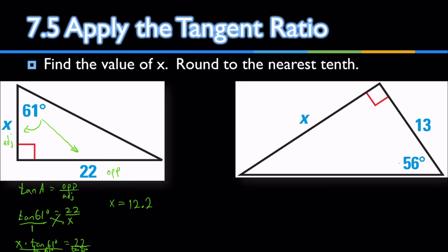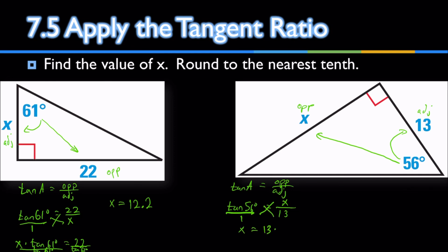Here's my angle. This time, the opposite is x. The adjacent is 13. So if tangent of the angle is the opposite over the adjacent, my angle this time is 56 degrees. The opposite is x, and the adjacent is 13. Put the tangent over 1 and cross multiply. So I get x equals 13 times tangent of 56.